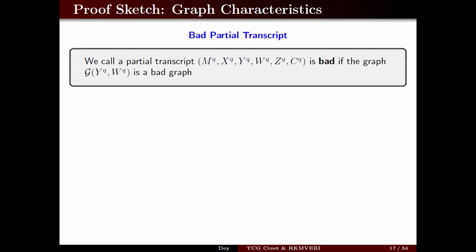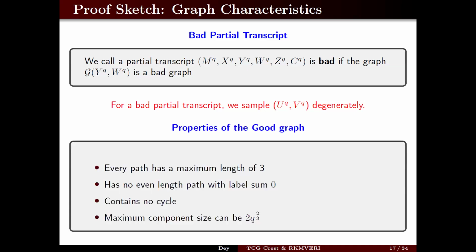Now we will call a partial transcript bad if the corresponding graph is a bad graph. For a bad partial transcript, we will sample u and v values degenerately. Remember that we call a graph good if it is not bad. So it will have to satisfy the following properties: every path in the graph has a maximum length of 3, and it has no even length path such that the sum of their labels is 0. The graph contains no cycle, and the maximum component size in the graph can be at most 2 times q to the power 2/3.